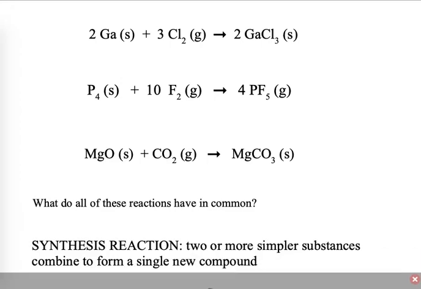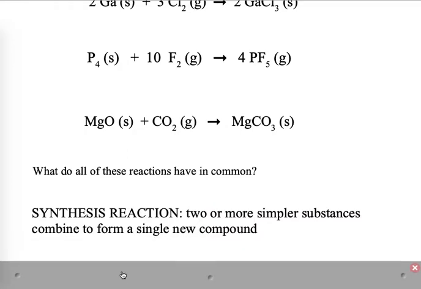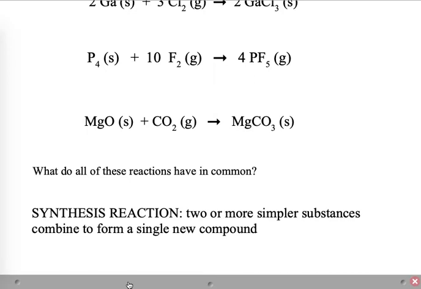And the definition of a synthesis reaction is one in which 2 or more simpler substances combine to form a single new compound. We could symbolically represent a synthesis reaction using the generic formulation A plus X forms AX, indicating 2 reactants that are different from each other form a single new compound. So if you see that your reaction follows this general pattern, you will say it is a synthesis reaction.